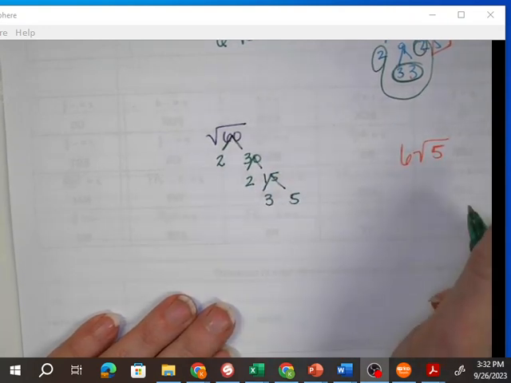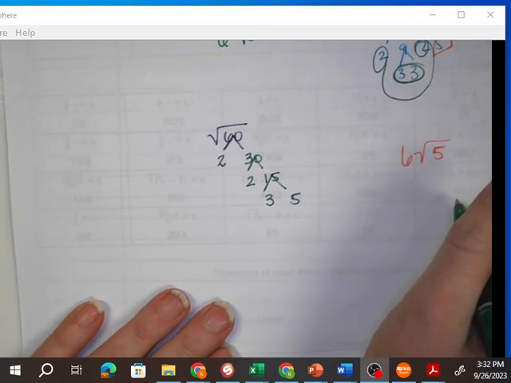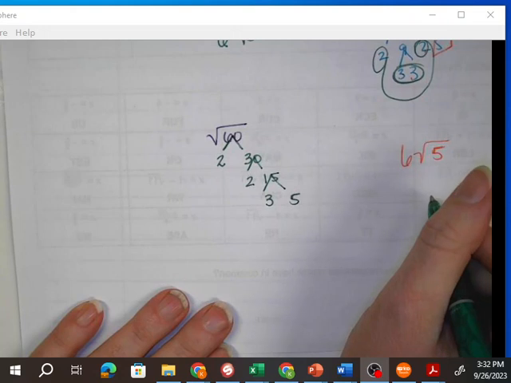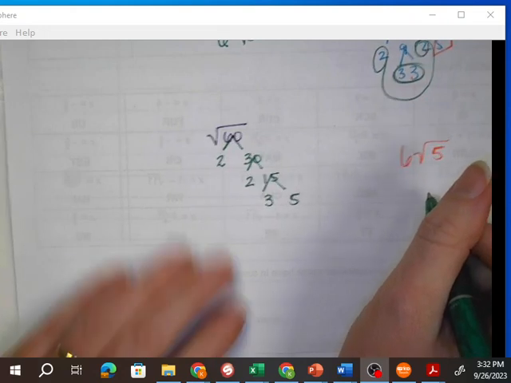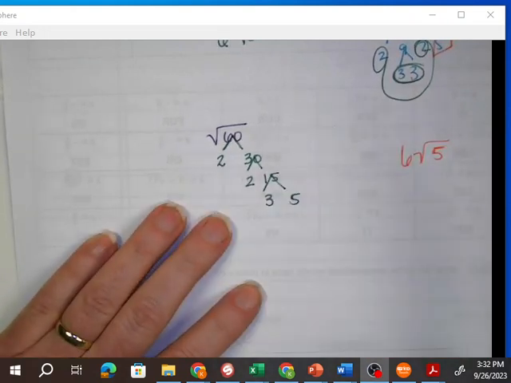All right, so when I broke it all the way down, I used 2 and 30. You could use 20 and 3. You could use 6 and 10. You could use 15 and 4. So I used 2 and 30, and I got 2, 2, 3, and 5.